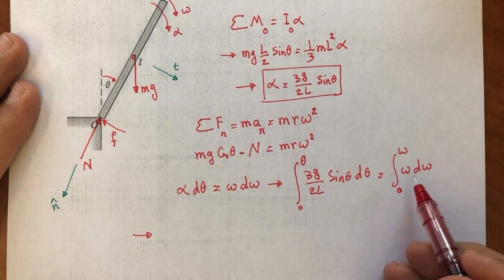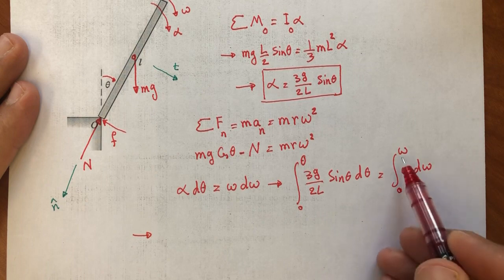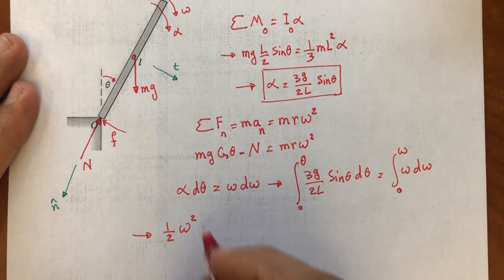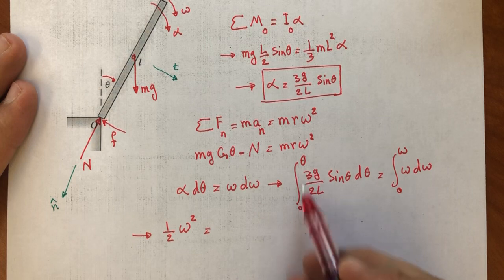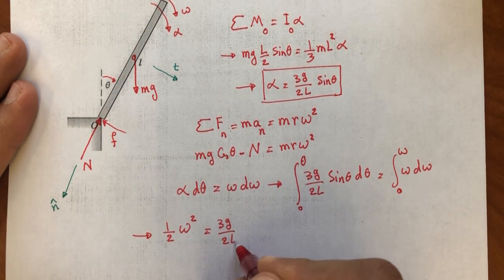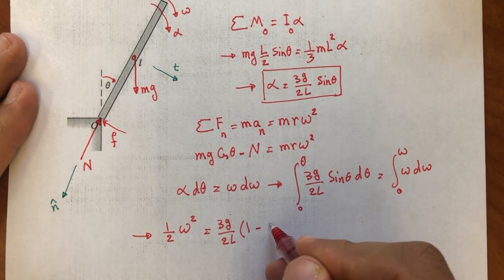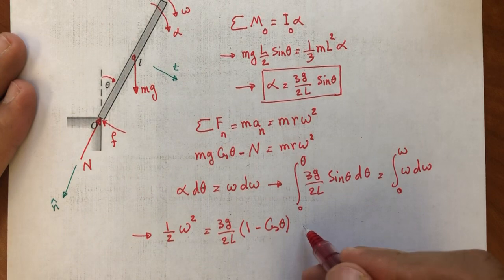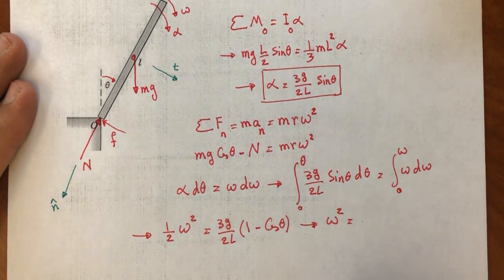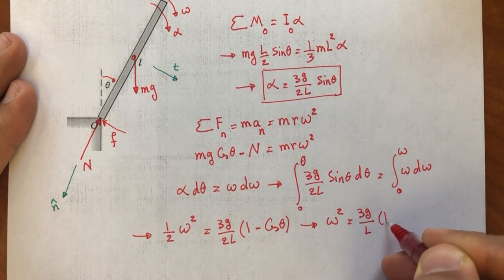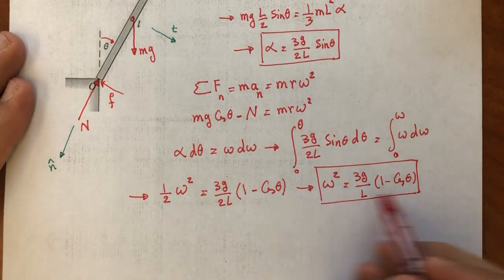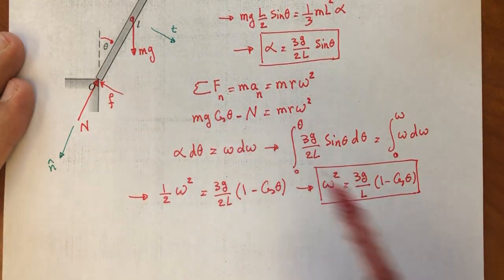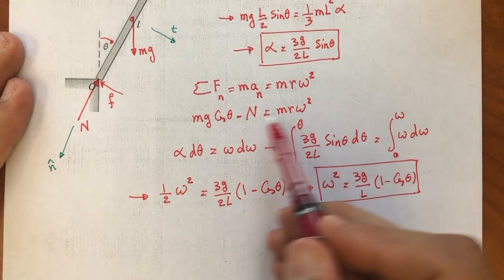And omega at theta is going to be something that we are trying to find. So integral of omega d omega is going to be half of omega squared. It's going to be equal to integral of sine, which is negative cosine, from 0 to theta. It's going to be 1 minus cosine of theta. So from here, omega squared is going to be equal to 3g divided by L times 1 minus cosine of theta. Excellent. We found omega in terms of theta. So now I know what is omega at any point, at any theta. Right?